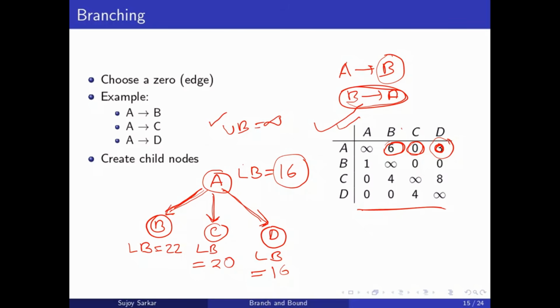Next, which node will we pick up? So we have 3 nodes, cost 22, 20, 16. So we will pick up node D because it is the least cost. And then from D, how many options will we have? We can go from D to either B or we can go to C. So we will evaluate both lower bound for B and lower bound for C.